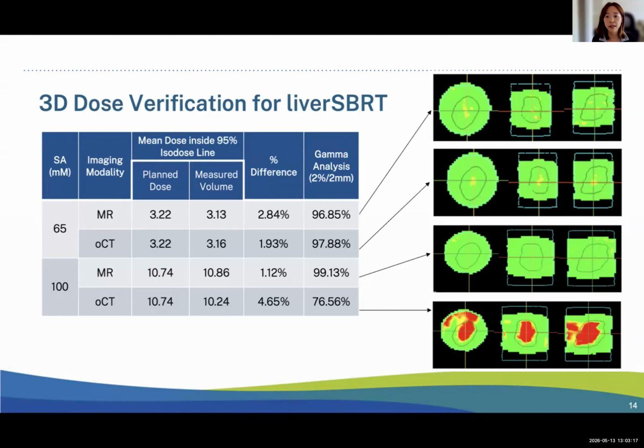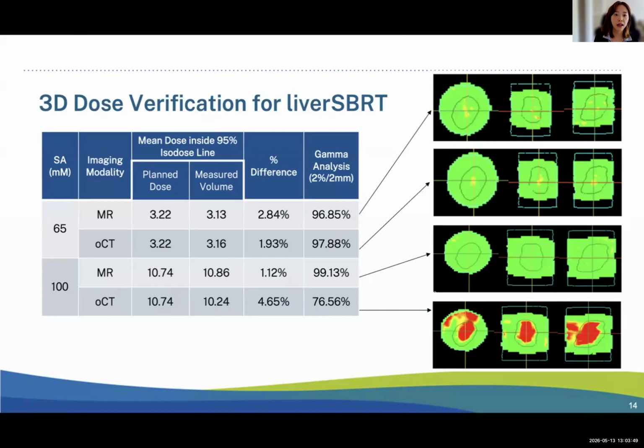A gamma analysis was also performed with a 2% 2 millimeter criteria, and you can see that they both passed with a pass rate of 95% or higher. We had the same results for the 100 millimolar recipe for the MR-based measured gel volume. It was interesting to see that the 100 millimolar formulation didn't perform quite as well as we expected using the optical CT readout.